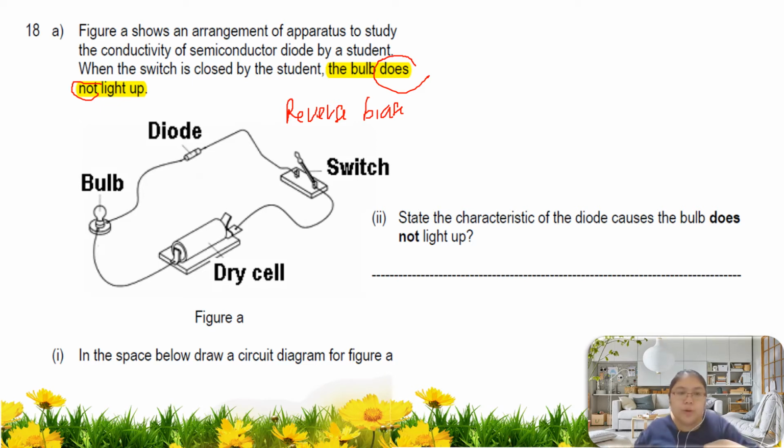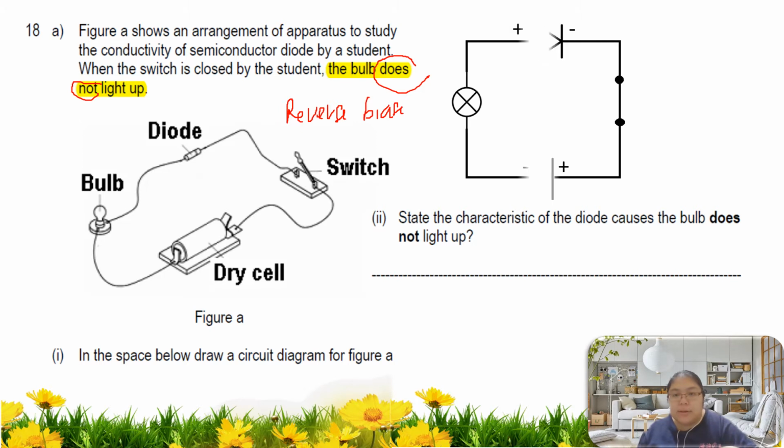How to draw the reverse bias? If you want to draw reverse bias, first, the connection of the diode and the battery must be reversed. So this one can produce a reverse bias. Let's check the answer. From here, can you see this one is the anode, but the terminal here is negative? So this one is a reverse bias.